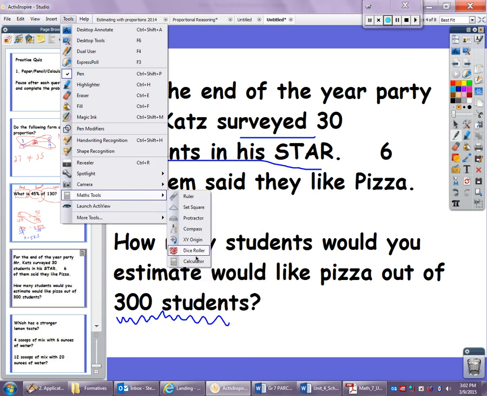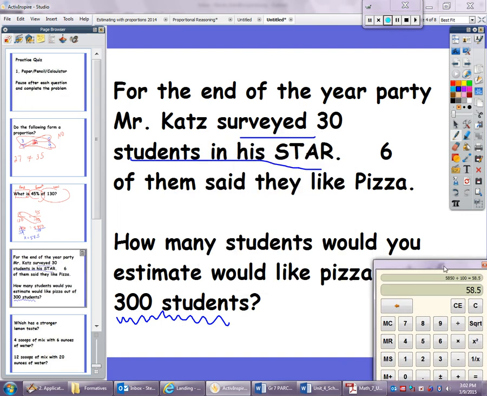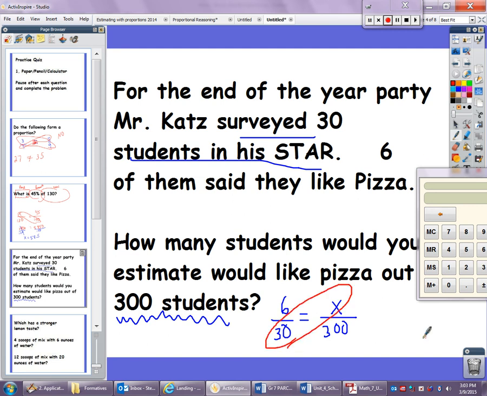All right. So the first thing we're going to do is set up our proportion. This isn't one that is asking you for a percent, so it's not going to be anything out of 100. But I asked 6 out of 30, and I want to estimate to a bigger number. Instead of there being only 30 total, I want to know how many out of 300. Now, obviously, if 6 out of 30 say they like pizza, that doesn't mean out of every 30 students, only 6 are going to like it. Students like different things. So this is an estimate. But I can set up this proportion. I could cross multiply.